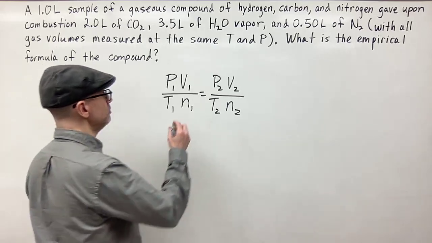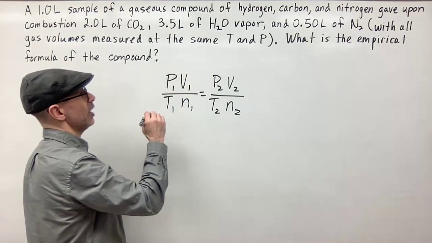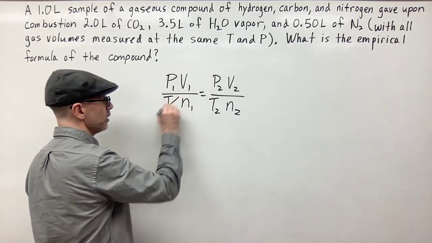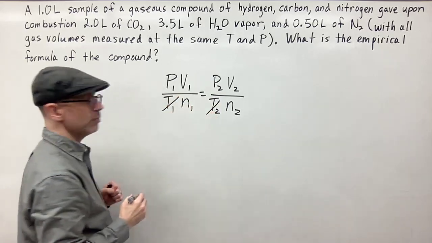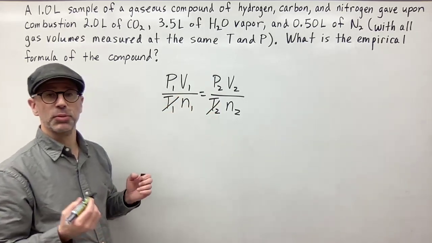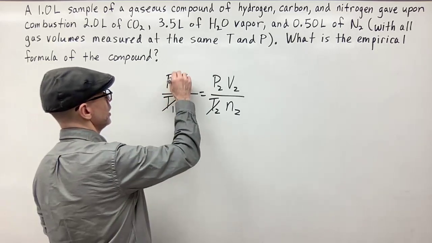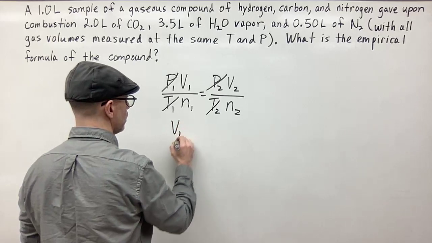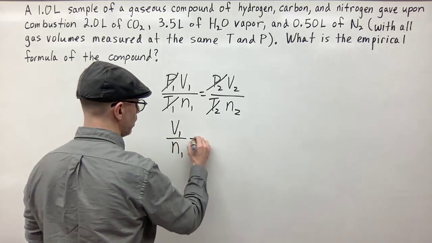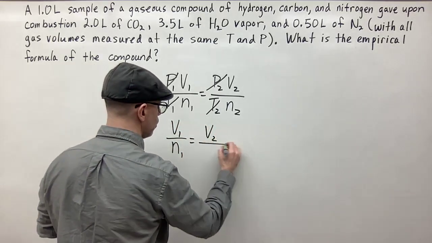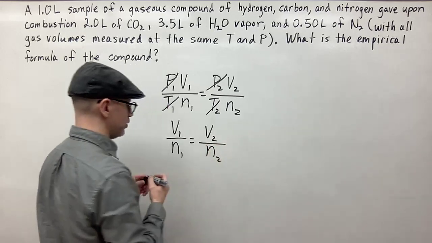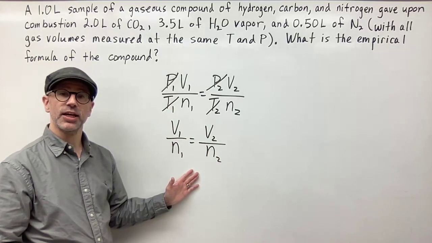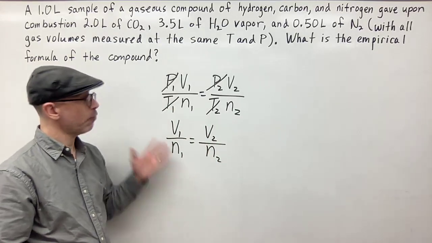They're telling us temperature is constant, so I'm going to eliminate temperature from the equation. They're also telling me pressure is constant, so I'm going to eliminate that from the equation. And what we're left with is V1 over N1 is equal to V2 over N2. So here is the equation that we could use for this particular problem.